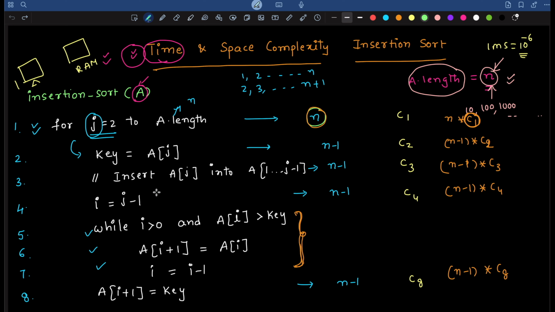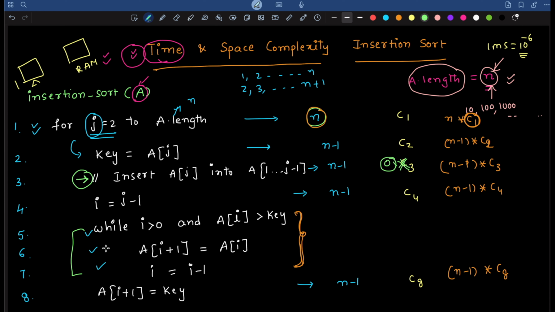So in the last video, I made a very small mistake here. This is my comment line, and a comment line will not get executed by the compiler, so the time it will take to execute this statement will be 0, not C3 here. So the time taken to execute this particular statement will be 0. Okay, fine. So as of now, we just analyzed everything except the inner while loop, right?